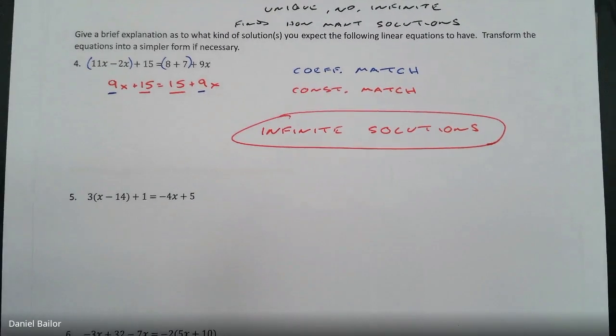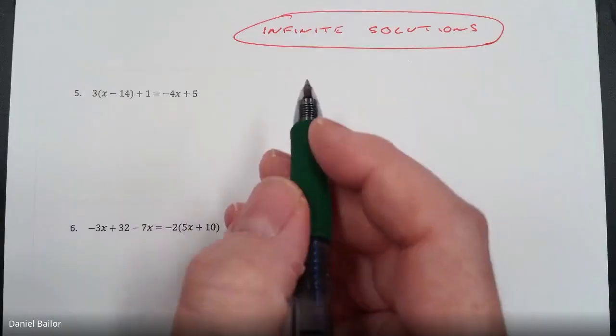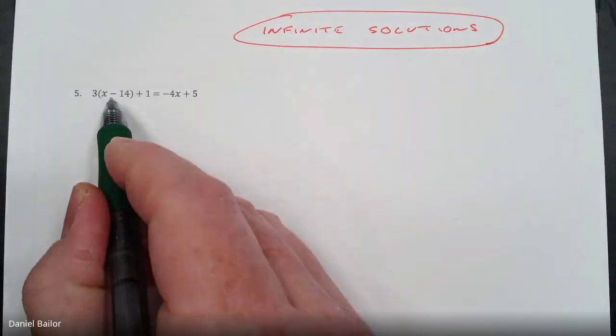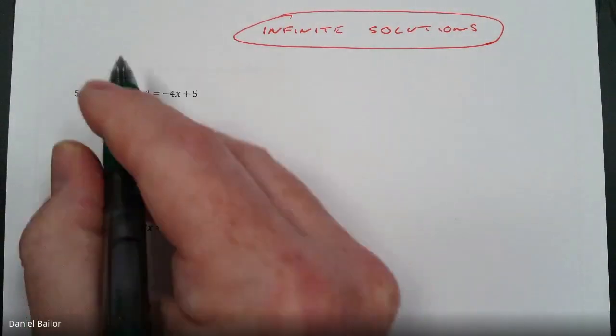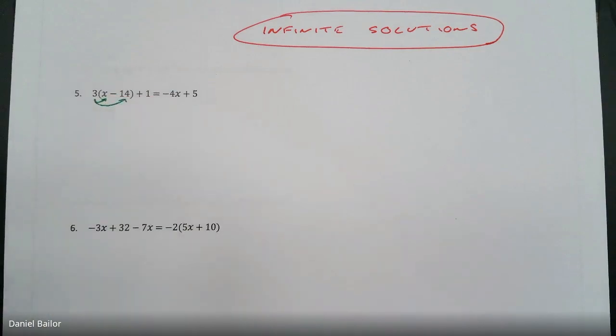Let's look at number 5, see what we get for number 5. Okay, for number 5, we have 3 times the quantity x minus 14 plus 1 equals negative 4x plus 5. So the first thing I'm going to do is simplify this. I see parentheses and I see the 3 is multiplied by the parentheses, which tells me I need to use the distributive property and pass the 3 to everything inside the parentheses.